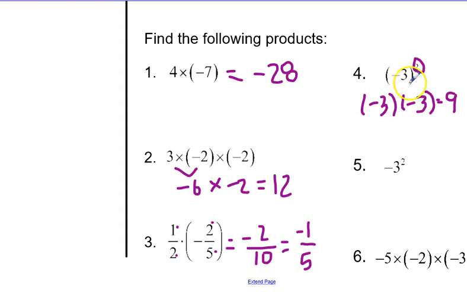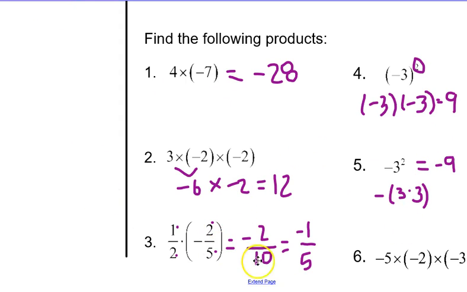Number 5, negative 3 squared. Now the difference between 4 and 5 is that 5 does not have any parentheses, which means our answer is going to be negative. And then 3 squared is 3 times 3, which is 9. So this is really negative on the outside, and then we do 3 times 3 is really what we're saying. So when there's parentheses, our answer comes out positive. No parentheses, answer is negative.